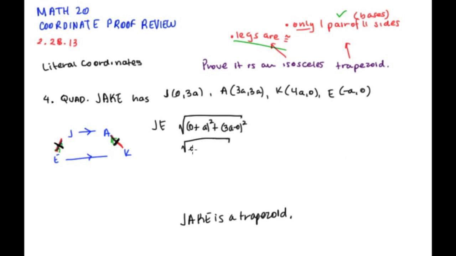Let's do some simplifications. This is A squared, and this becomes 3A squared, right there. And this becomes 4A squared. So, taking the square root, we're going to have 2A. And that's going to be our distance, 2A here.